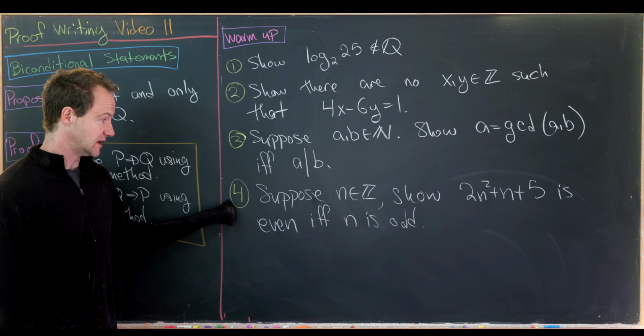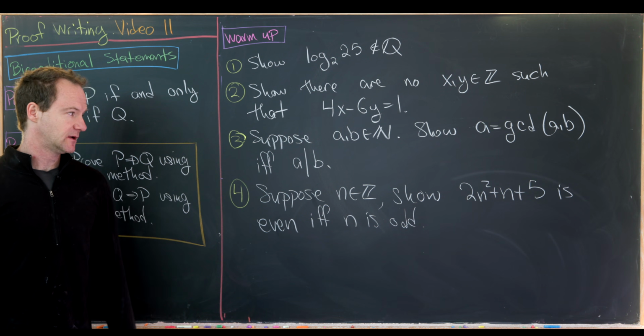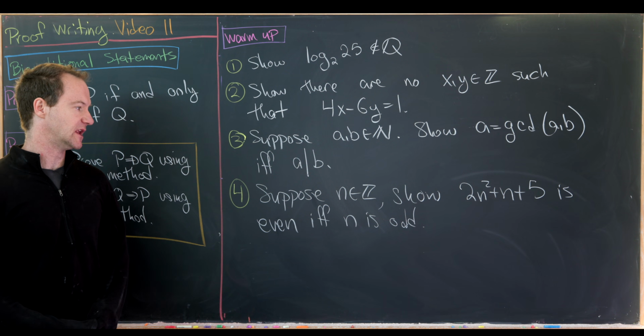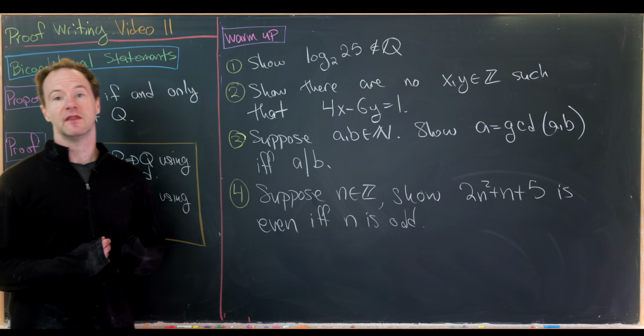And finally, say you've got an integer n, then you want to show that 2n squared plus n plus 5 is even if and only if n is odd. And that's a good place to stop.